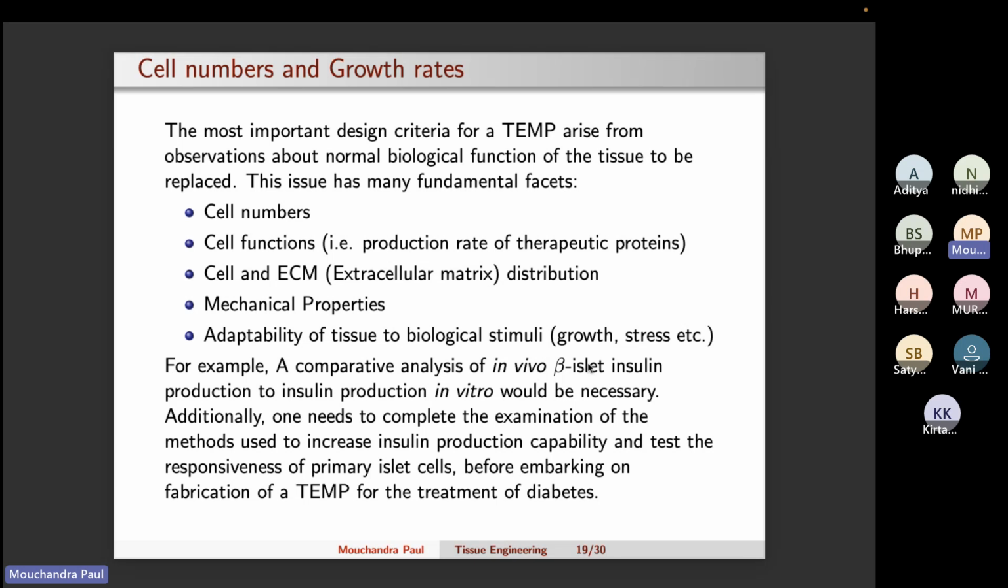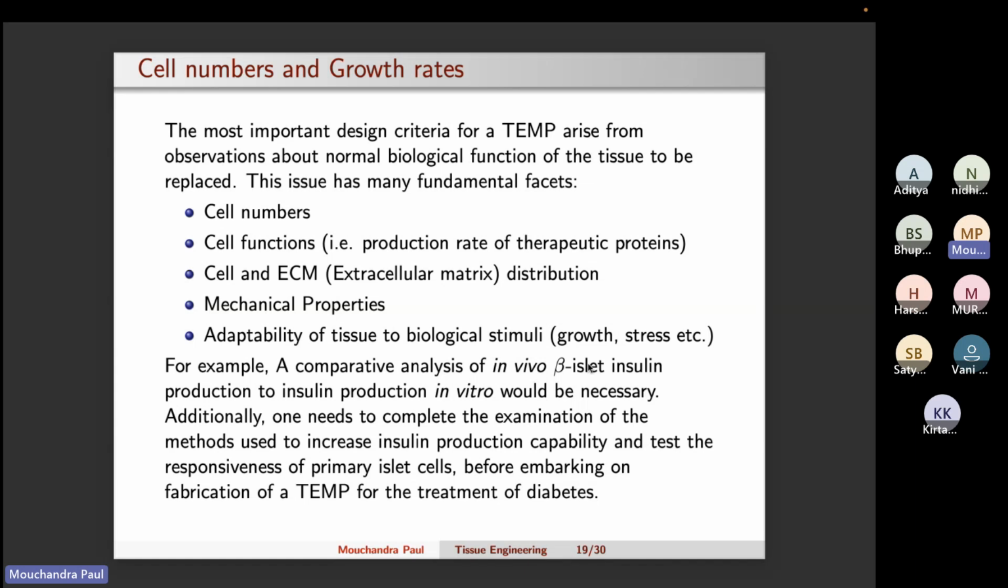So as I was saying, the most important design criteria for a TEMP arise from observations about the normal biological function of the tissue to be replaced. Before designing any tissue engineered medical product, like for pancreas or skin or liver, you first have to understand how that organ or tissue system functions on its own in a normal setting. Also, you have to take care of a few fundamental facts, like what is the cell number that you need in your product.